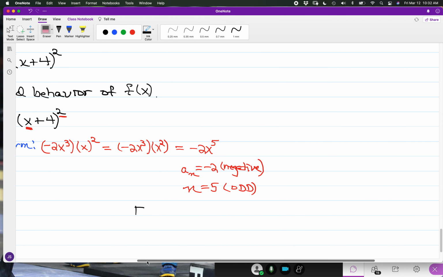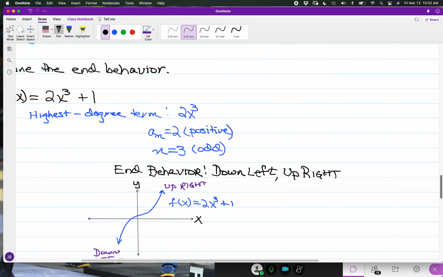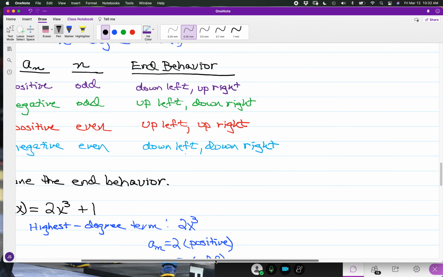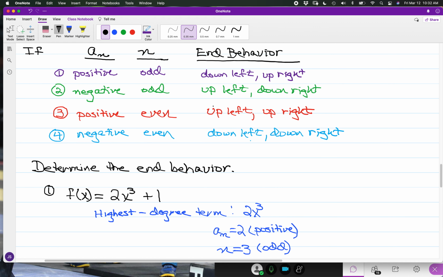And for the end behavior, referencing the general layout: we had a negative leading coefficient and the degree is odd. So with a negative leading coefficient and an odd polynomial degree, the end behavior is going to be up to the left and down to the right.